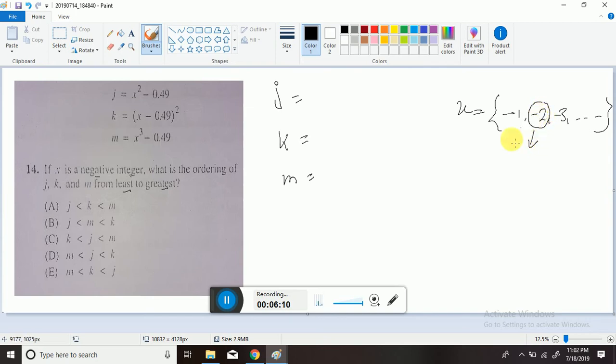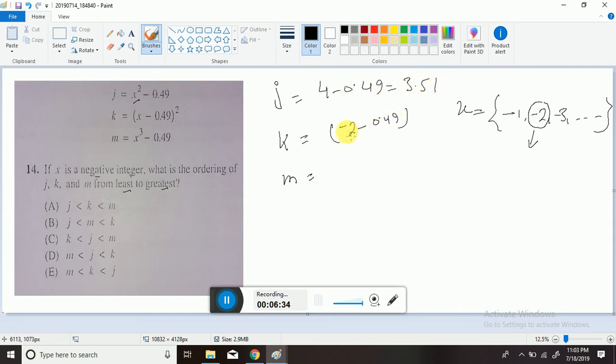Now if you put x equal to -2, what happens? The square makes it a positive value. That means it will be 4 minus 0.49, since -2 squared is 4. In the case of K, it is -2 minus 0.49. That means here you get 3.51.